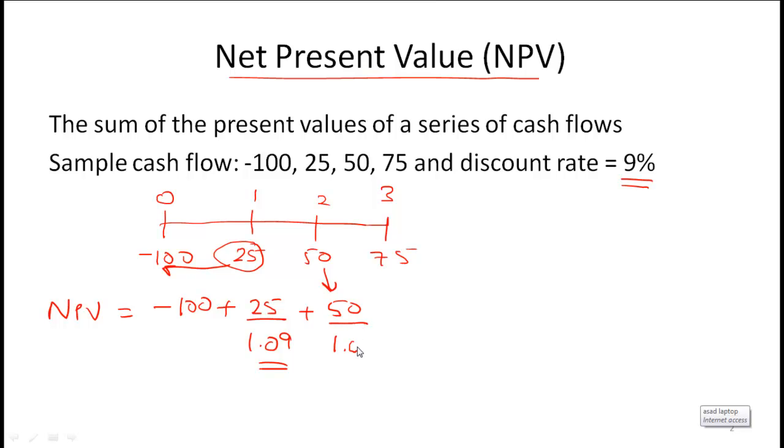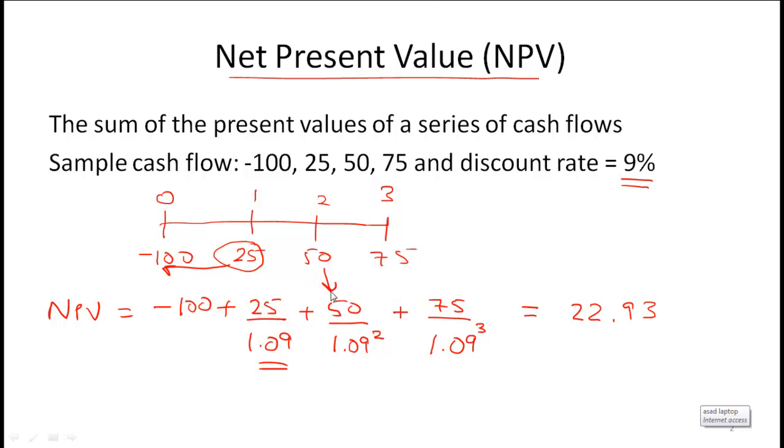So we have 1.09 squared, so this becomes the present value of 50 which you get after 2 years, and finally you receive $75 after 3 years, so the present value of that becomes 75 divided by 1.09 cubed. So you add all this up and you will get 22.93, and this is the net present value of the given cash flow.